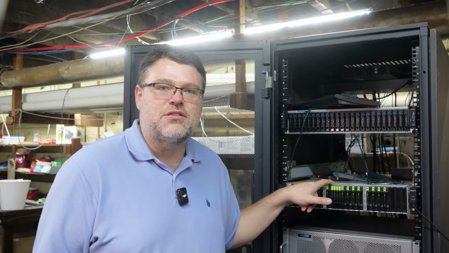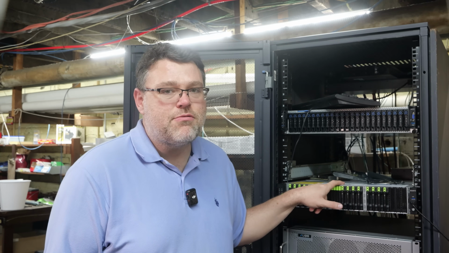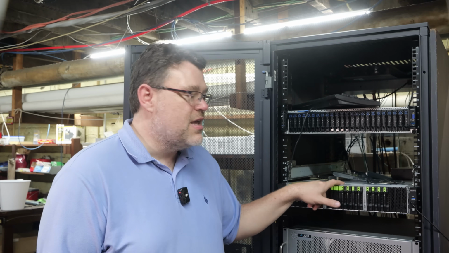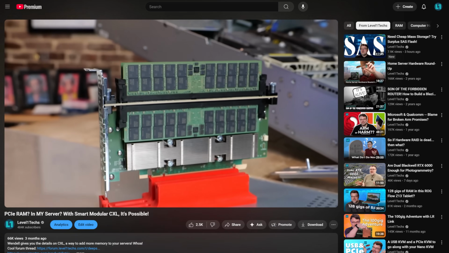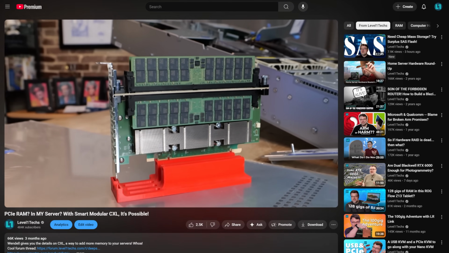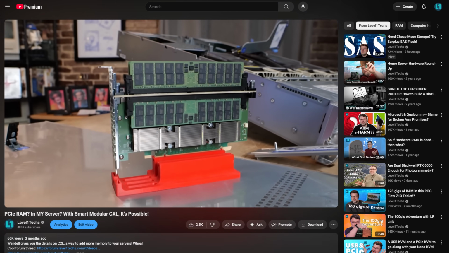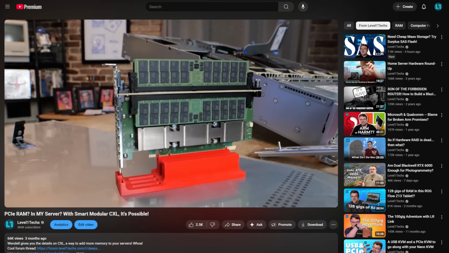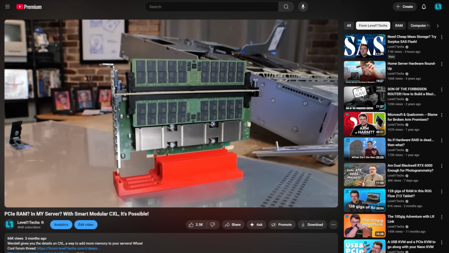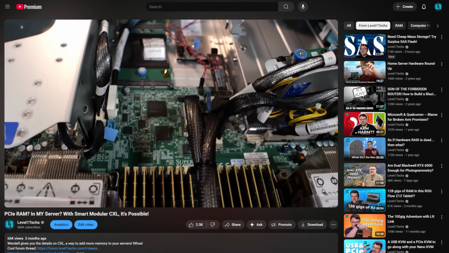It's PCIe lanes. CXL, at least for these 16 marked slots, supports CXL Type 3 memory expansion modules. That's what we've got here. But it's worth noting that CXL modules don't have to be in an E3 format. They can also look like a PCIe card, and we've done some videos on that in CXL and Smart Modular in the past, so check out those videos.